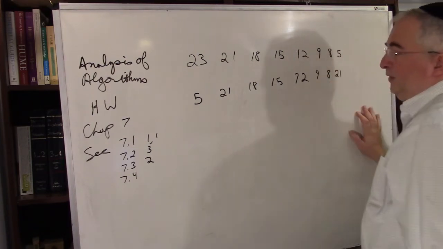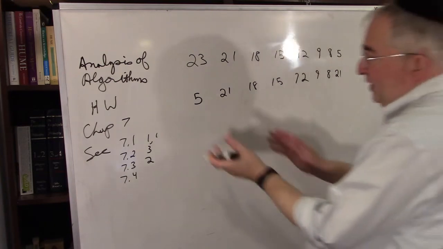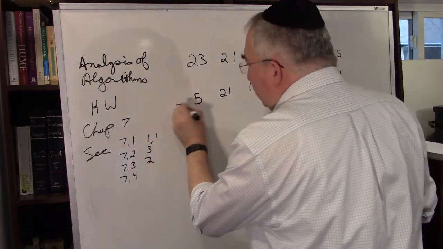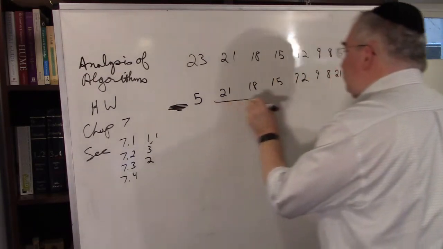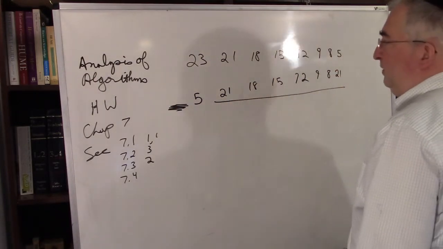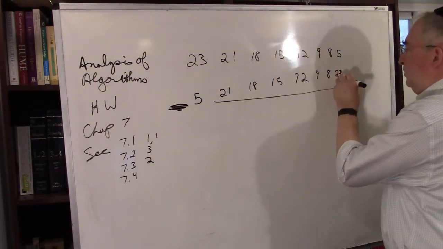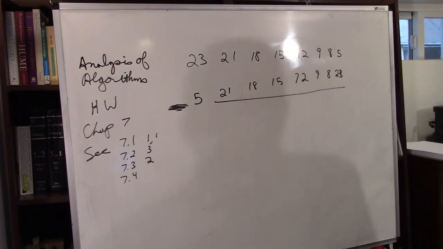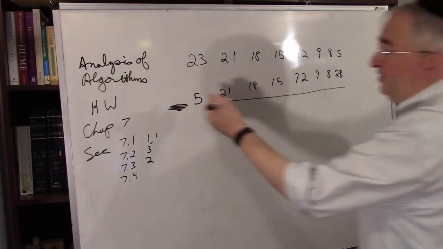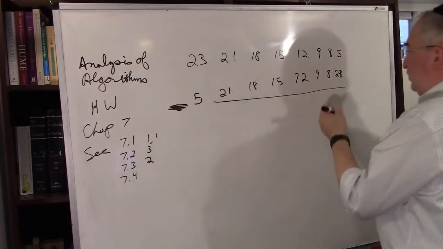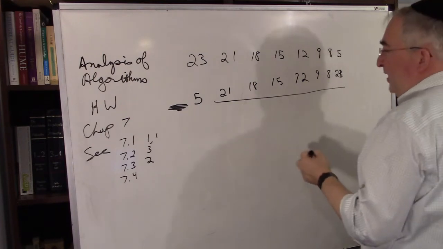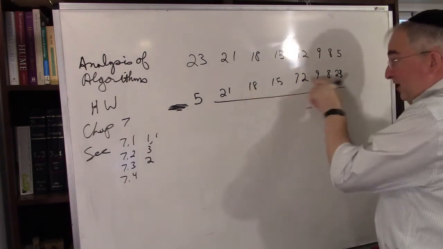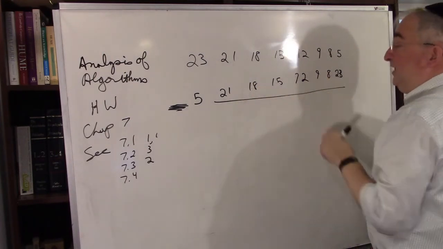Okay, good. Now, there's not going to be a left side, it's only going to be a right side. Whoops, sorry, I made a mistake, that should be 23. So what's going to happen now is you're going to partition around the 23. There's nothing to partition around that, and so you're going to partition around the 23.